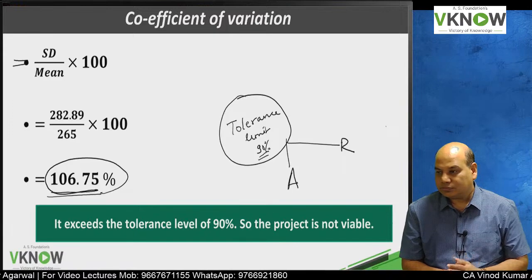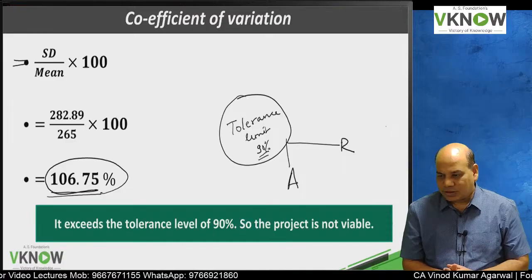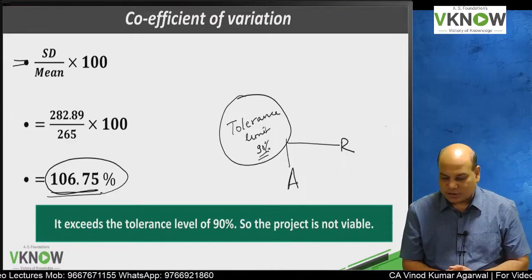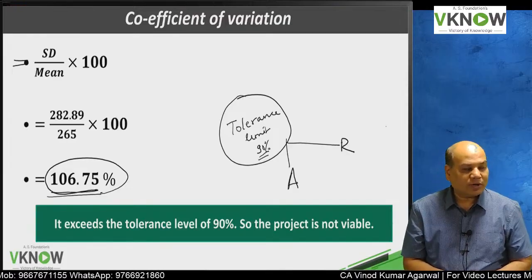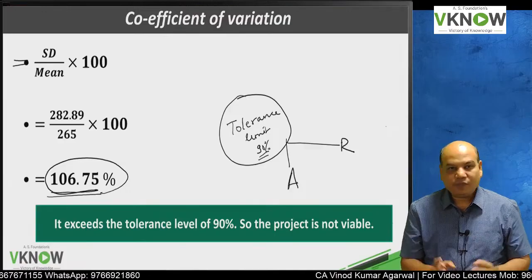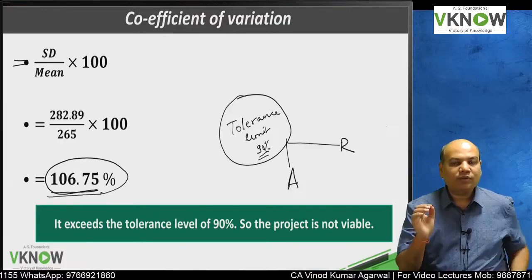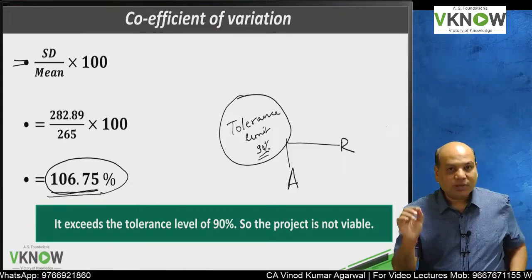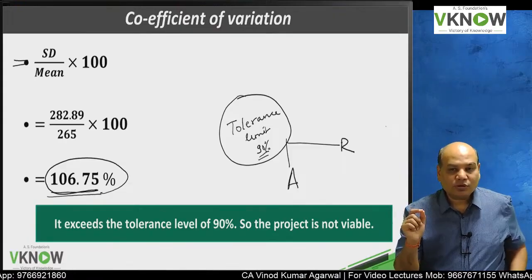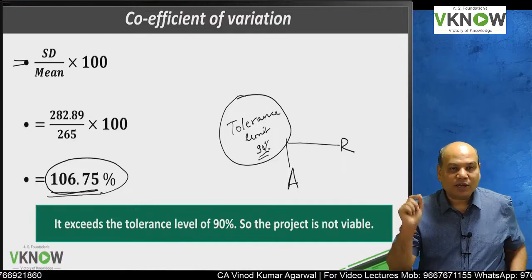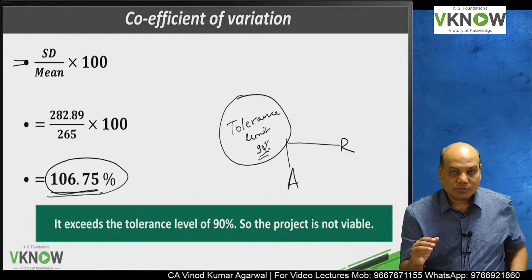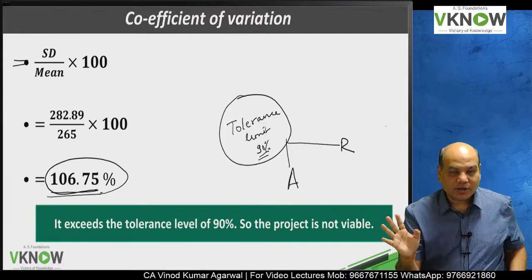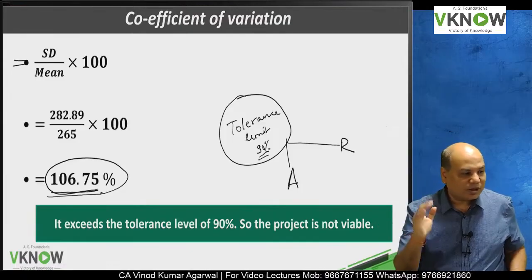Write down below: it exceeds the tolerance level of 90%. So the project is not viable, if you are applying coefficient of variation for decision making. But this time there is one more question. You have to also check what is the probability of NPV less than 0. And if that is more than 40%, then it will be rejected. But if it is less than 40%, it will be accepted.